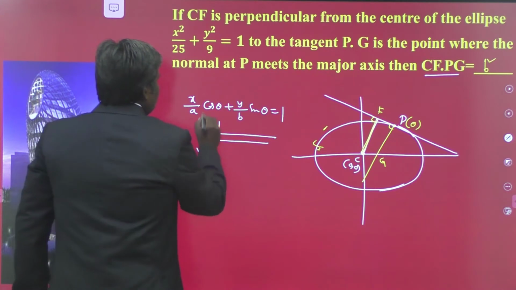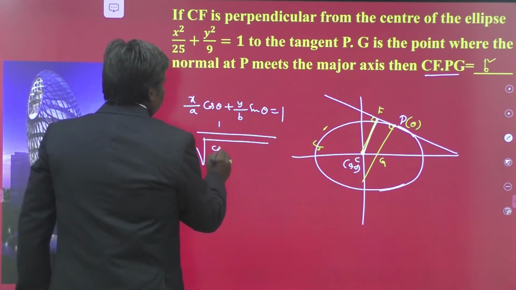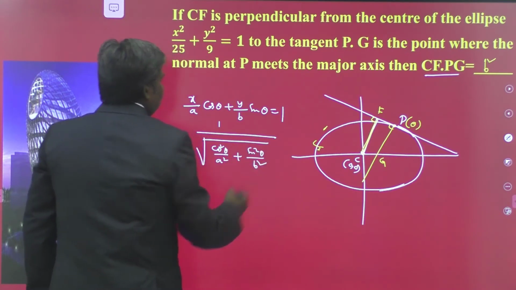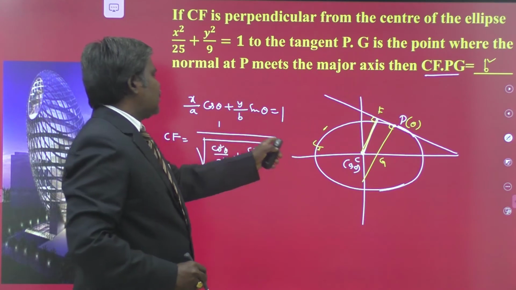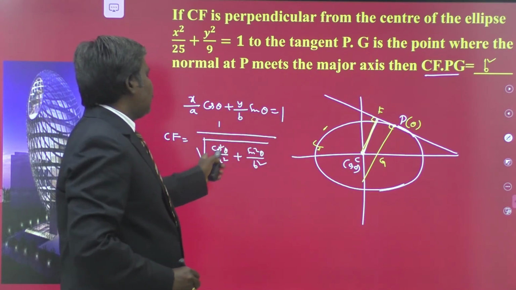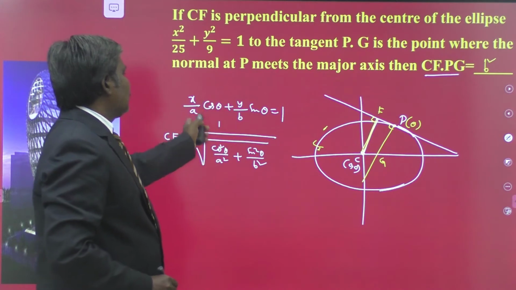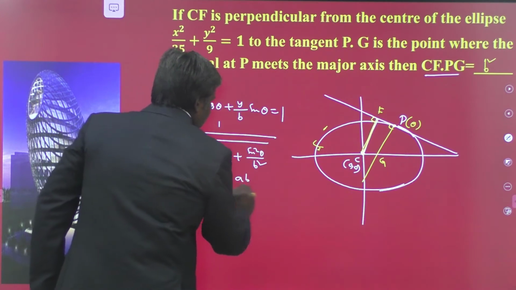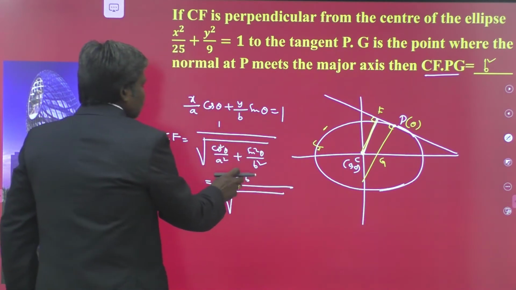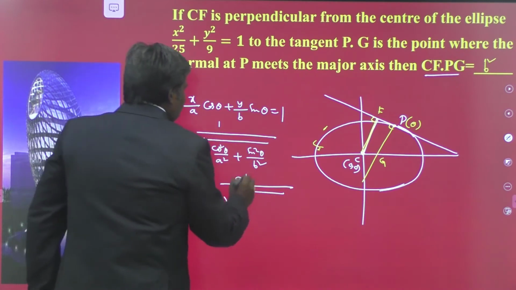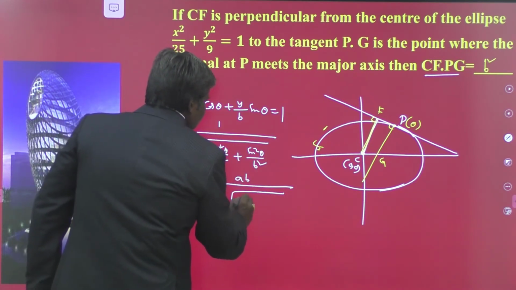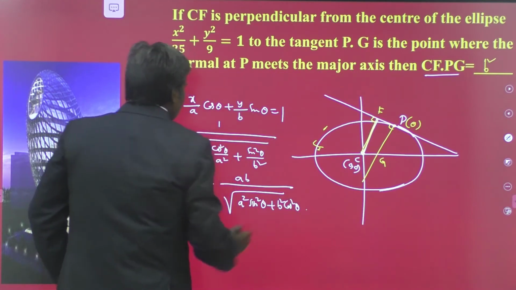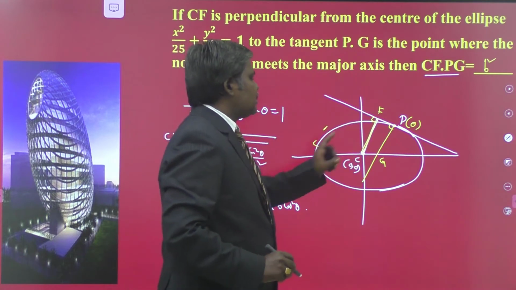That is nothing but the square root of cos square theta by a square plus sin square theta by b square. So modulus of C, C means minus 1, mod C means 1, by root of A square plus B square, that is coefficient of X square plus coefficient of Y square. It is nothing but AB, by taking the LCM, in the numerator B square cos square theta plus A square sin square theta. So the square root of A square sin square theta plus B square cos square theta. This is one of the distances, CF.